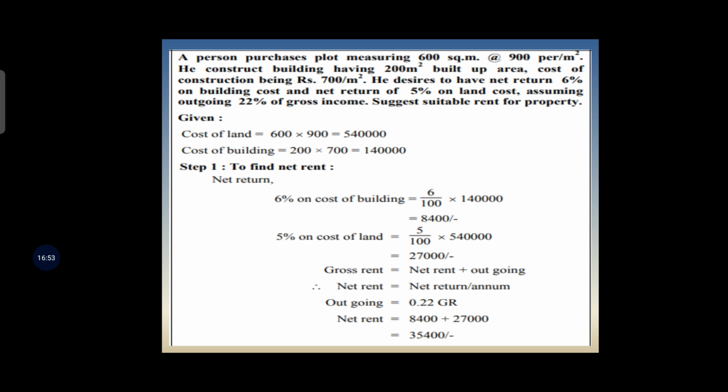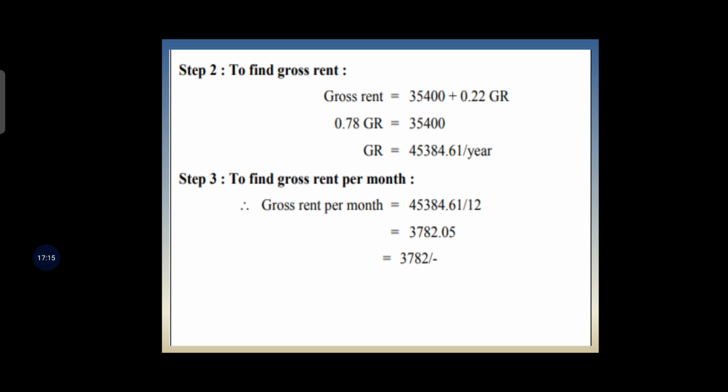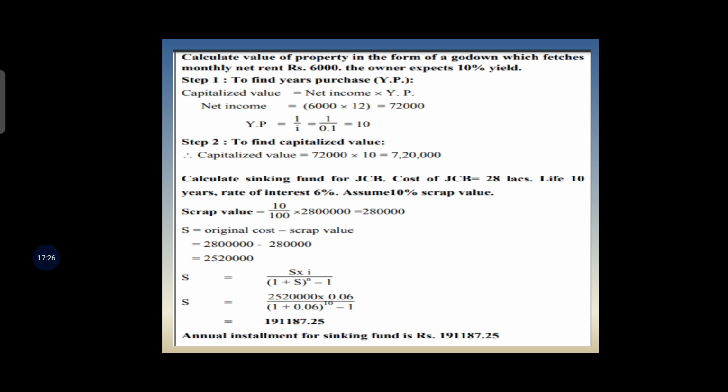So the cost of land we calculate first, then the cost of building, that is 200 into 700. Then we calculate the net return, that is 6% of the cost of building and 5% of the cost of land. Then the gross rent we calculate same as the last sum, with the outgoings and the net returns. So we find the gross rent per year, and after that we divide by 12, so we got the answer 3782.